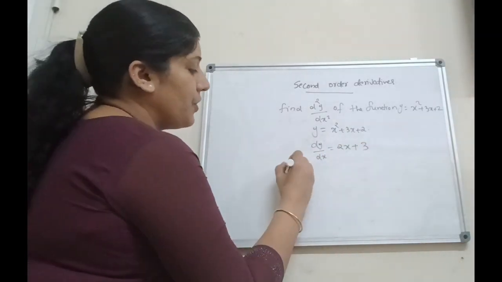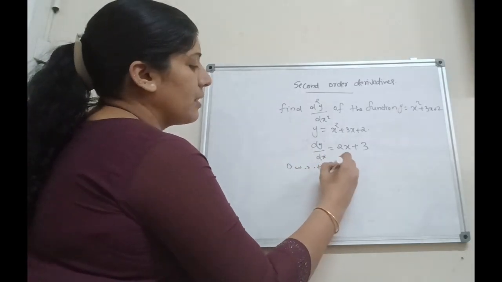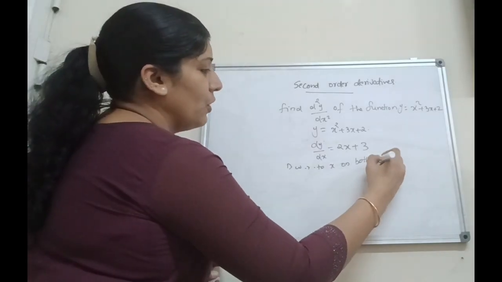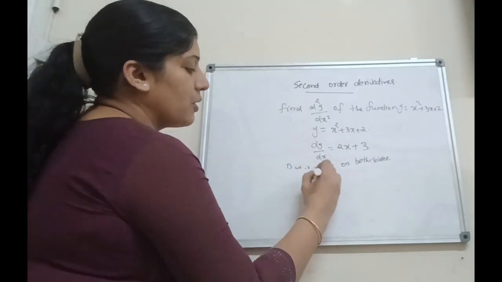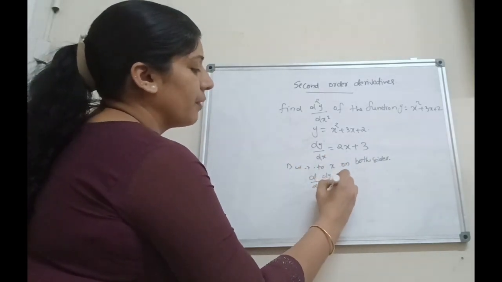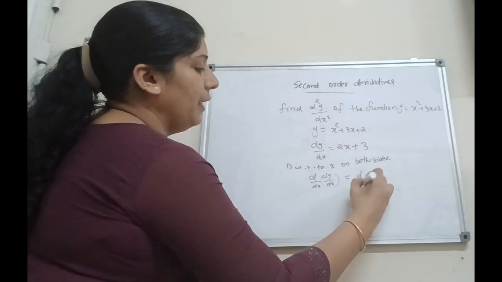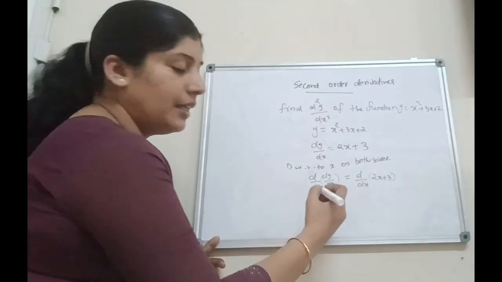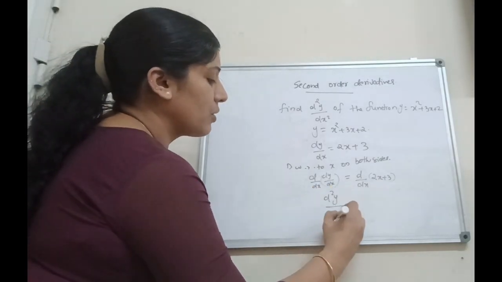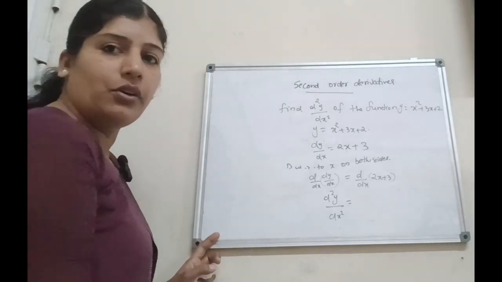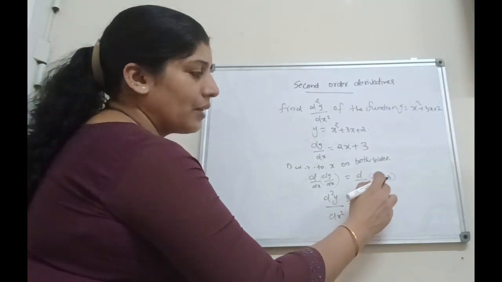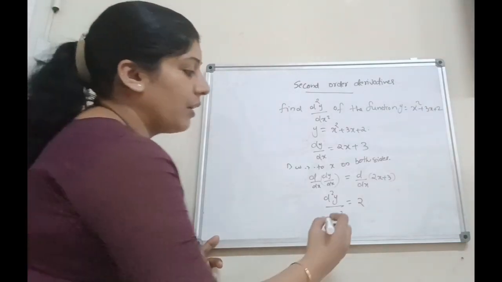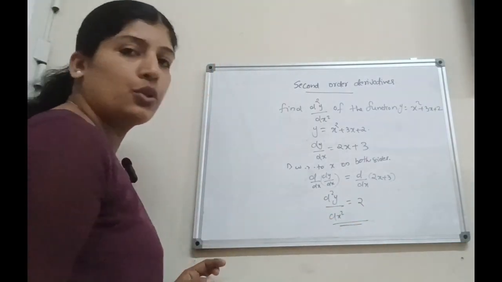Then next differentiate with respect to x on both sides. That is, we have to differentiate dy by dx with respect to x. That is d by dx of dy by dx, it is equal to d by dx of 2x plus 3. D by dx of dy by dx is called d square y by dx square, that is the second order derivative. It is equal to d by dx of 2x plus 3. D by dx of 2x is 2. Then d by dx of 3, derivative of a constant is 0. Therefore, d square y by dx square equal to 2.